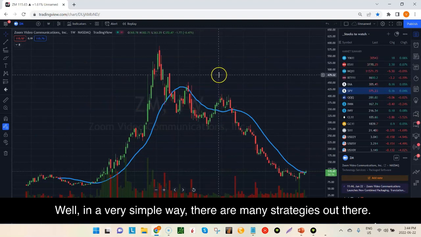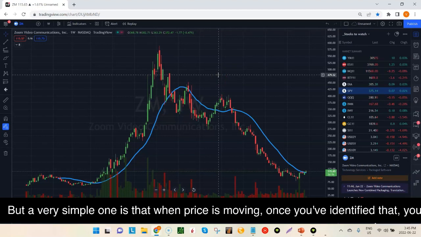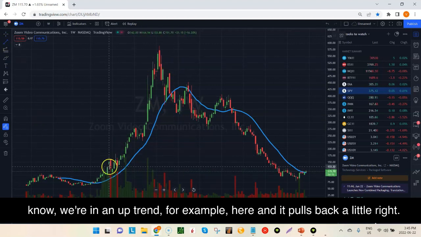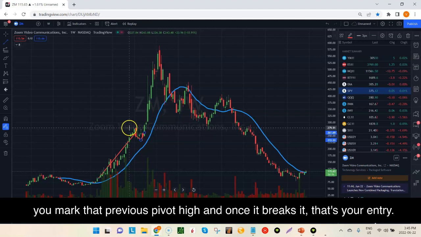Well, in a very simple way. There are many strategies out there you can use. We here at Trading Winds have many ourselves, but a very simple one is that when price is moving, once you've identified that we're in an uptrend, for example, here, and it pulls back a little, and then once it creates that pivot and it's going to continue on, you mark that previous pivot high. And once it breaks it, that's your entry.